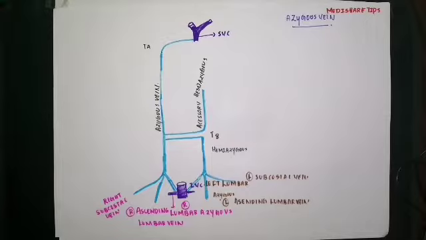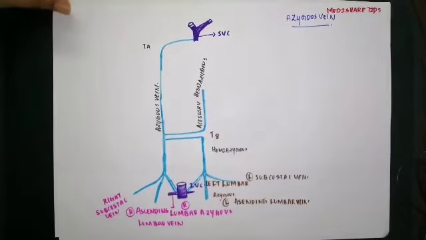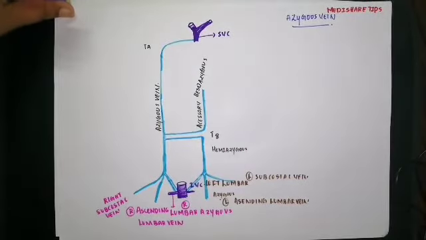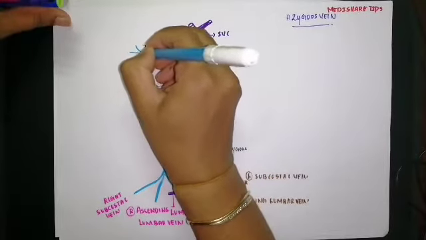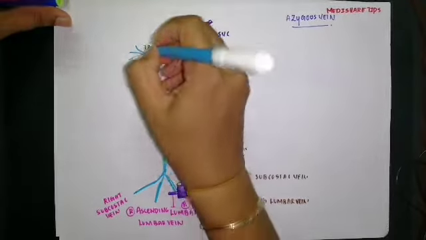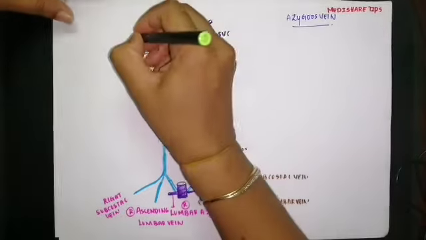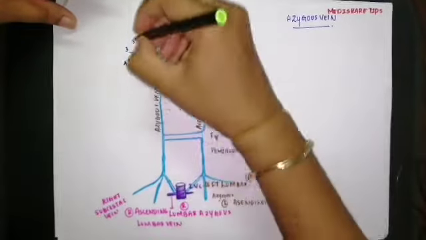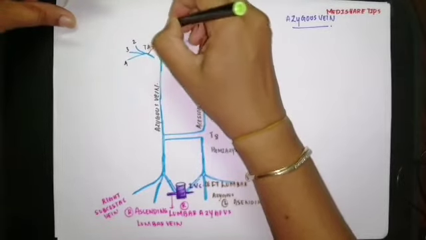So the posterior intercostal veins are draining into the azygous venous system. First we look at the intercostal veins which are draining into the azygous vein. The second, third and fourth posterior intercostal veins join together to form the superior intercostal vein.